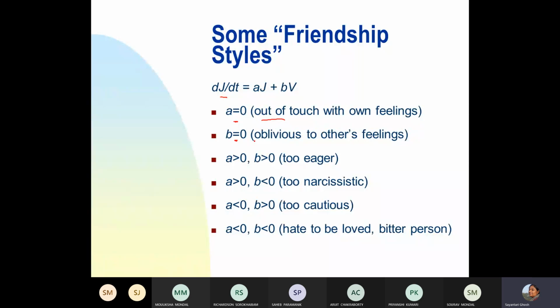Similarly, if B is equal to 0, that simply means he is oblivious towards the other person's feelings. So if Viru cares for him and Viru does some good things for him, that does not matter. That does not contribute to which direction J is going to vary over time if B is equal to 0. If I put B equal to 0, this entire term goes off, and that simply means that how J changes with time is not affected by the value of V at that moment in time. Okay, what is the level of friendship from Viru's end at that point in time. So that is meant by B equal to 0.